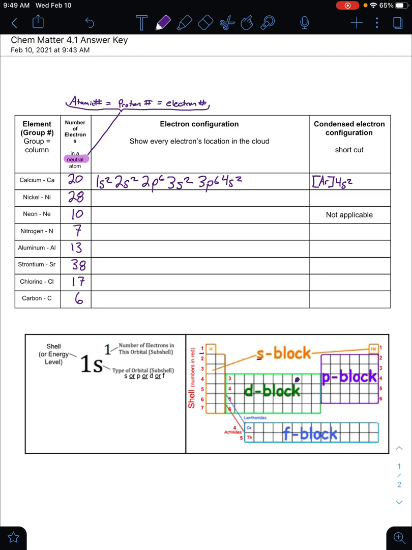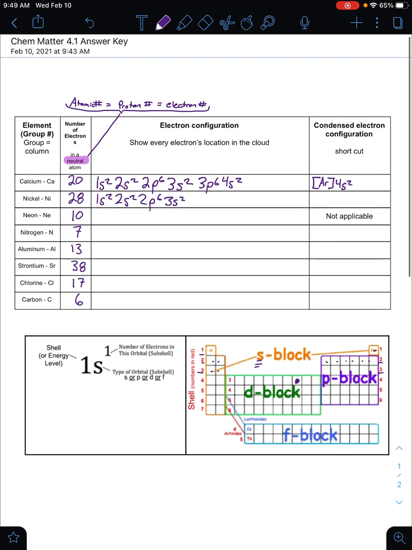So 1s2, 2s2, 2p, 1, 2, 3, 4, 5, 6, 3s, 1, 2, 3p, 1, 2, 3, 4, 5, 6. As you can see, we're the same as calcium. All of the original electrons are going in the same locations. 4s, 1, 2.